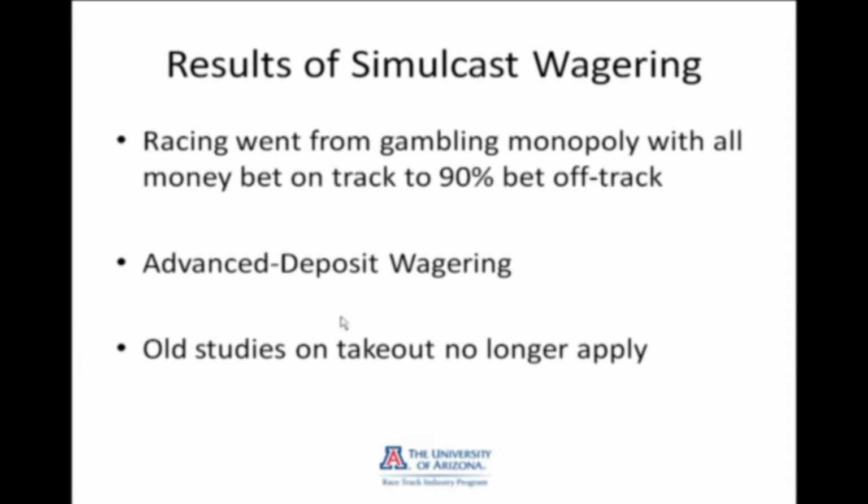Now, the overall result of simulcast wagering is that, as opposed to having a real monopoly on wagering, back in the 50s, 60s, 70s, there were really only two ways to wager. You could bet at Las Vegas, at the casinos there, and all the different ways that you can bet at those casinos, or you could bet horse racing. The simulcast wagering, though, has moved those bets from 100% of the wagers at a racetrack being bet on track to approximately 90% bet off track. It has had a tremendous effect on the racing industry.